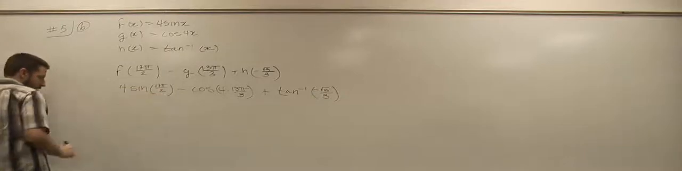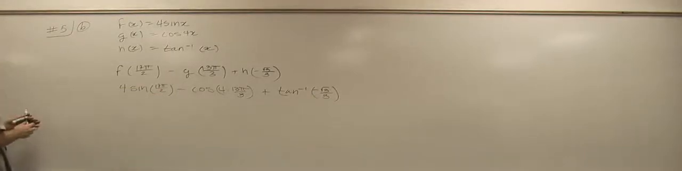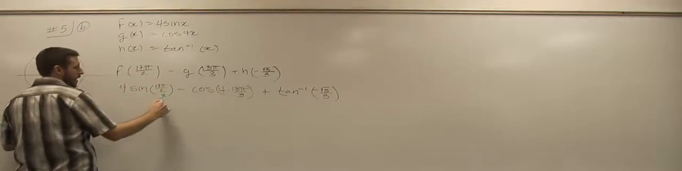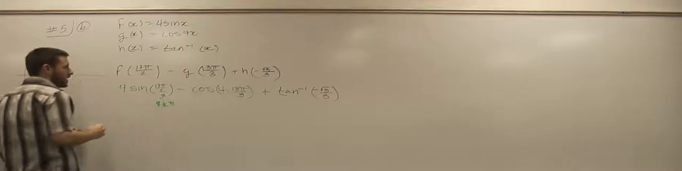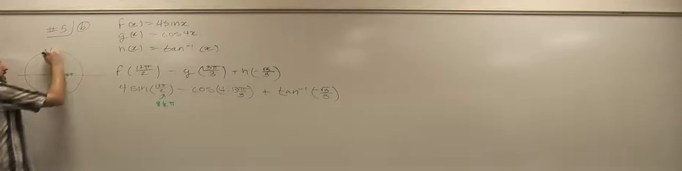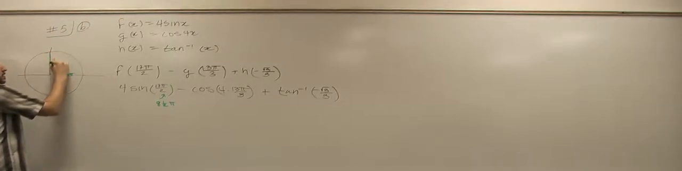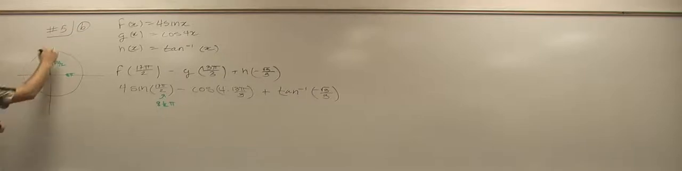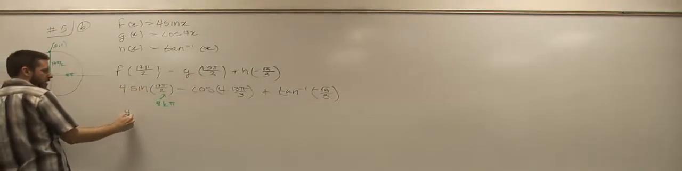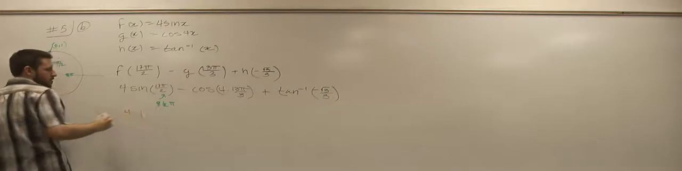Sine of 17 pi over 2 I can do pretty quickly. Where does 17 pi over 2 land? Let's see, so if I divide this out, 2 goes into 17 8 times with a 1/2. So 17 pi over 2 is 8.5 pi. Here's 8 pi. So 8.5 pi is going to land up here, which means my sine value is going to be 1. So for this part of the expression, I'll copy the 4 down times sine of 17 pi over 2, which is 1.